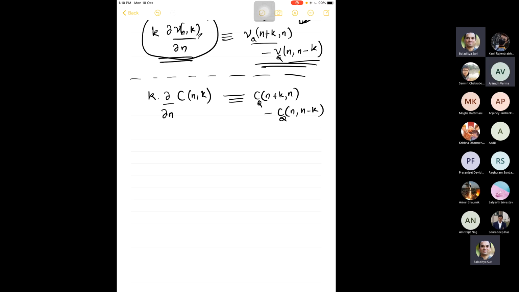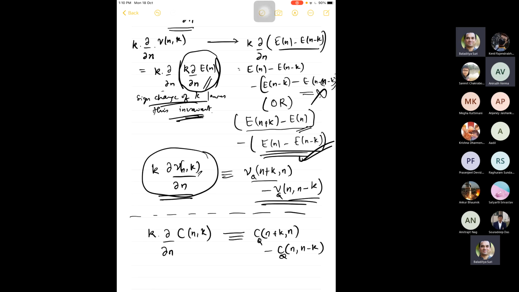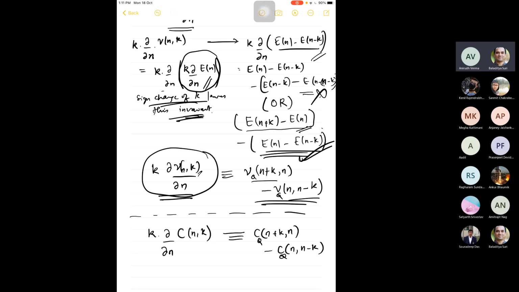Sir, I have one confusion. If we take the Taylor expansion of e_{n-k}, that term comes out to be 0. Sir, for the derivative case, like this one. For e_{n+k}, if you take the Taylor expansion, that comes out to be 0.